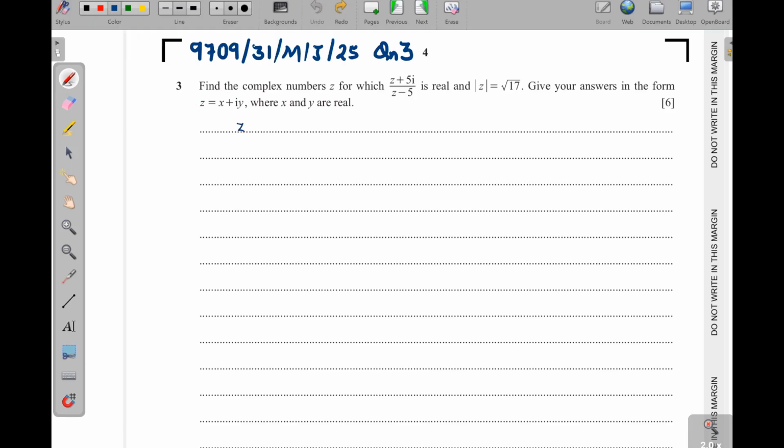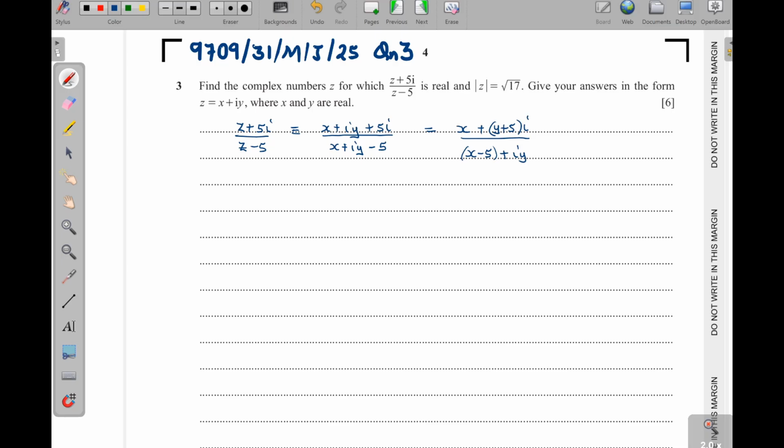So this simply implies that z plus 5i over z minus 5 will be x plus iy plus 5i, then we shall divide by x plus iy minus the 5, okay? Then after here, I can separate the real from the imaginary. So we have x plus y plus 5i. Then here we have x minus 5 plus iy, okay?